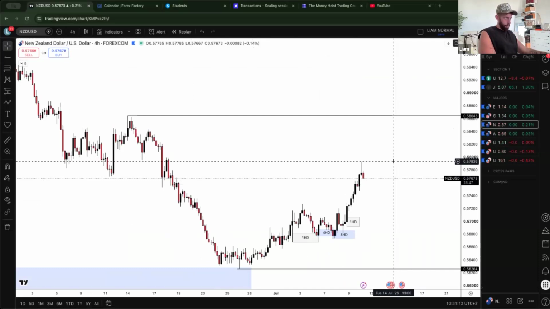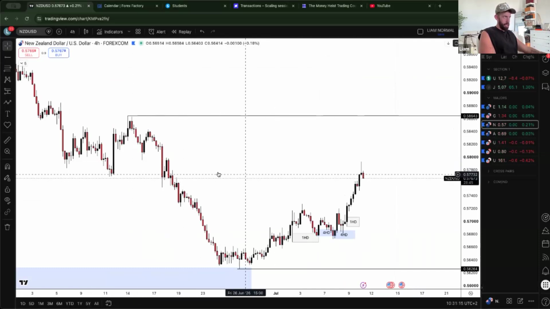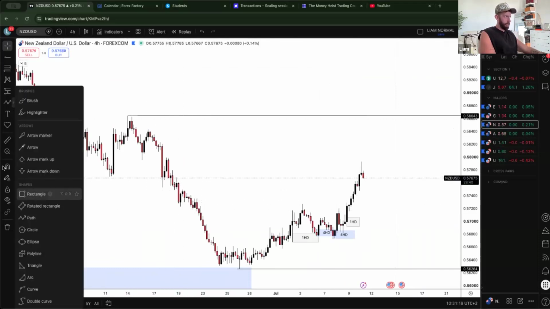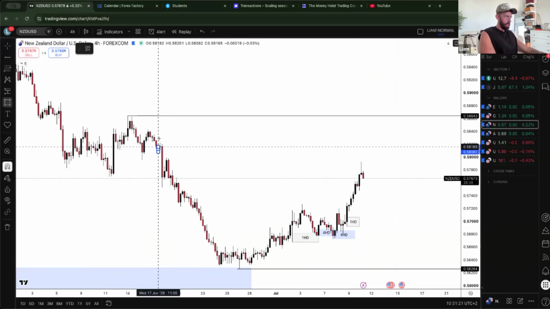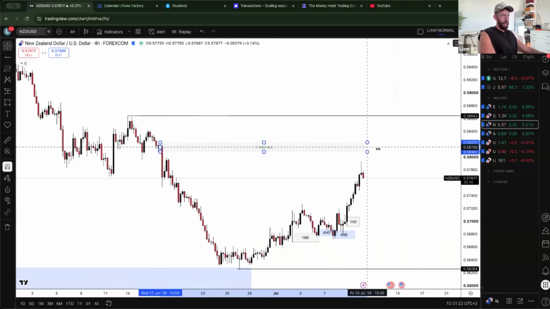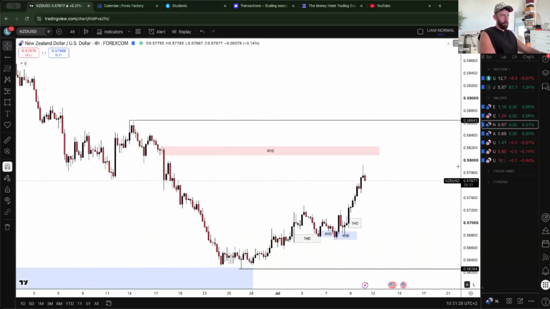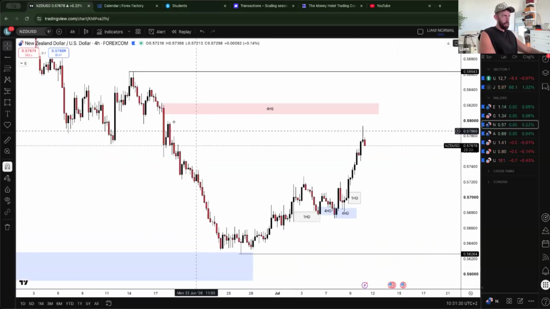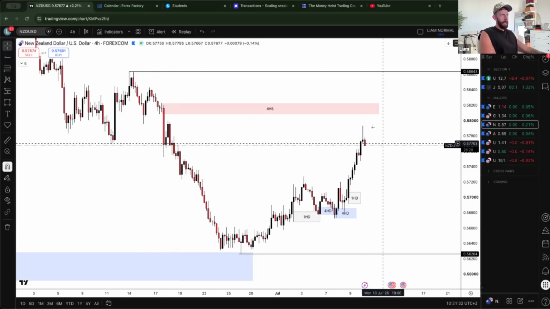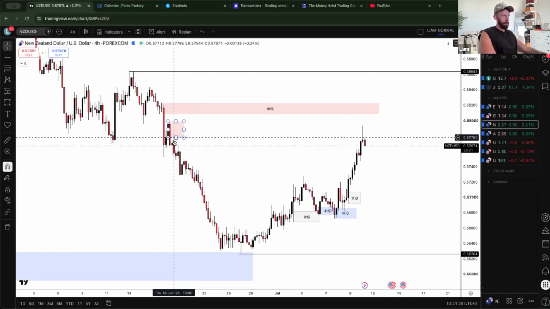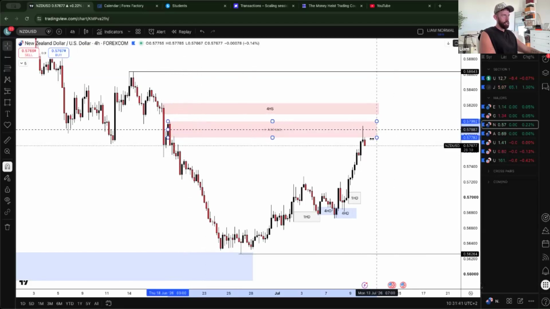Okay, so first thing I notice is, of course, everything's pretty corrective here. If I look at this scenario, we can see that we have this area of supply, which we haven't come into yet. And we also have imbalance below there. But market has decided to come back into this area of supply, which is already mitigated by this. But that's where market has currently reacted.